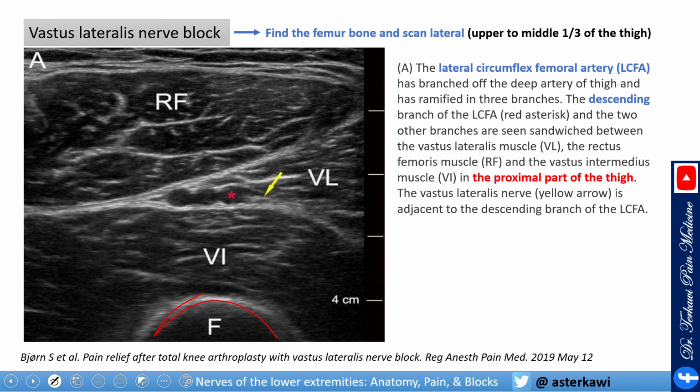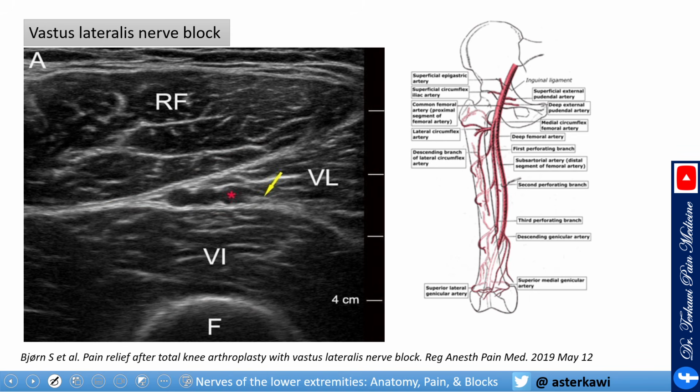What you need to localize is the descending branch of the lateral circumflex femoral artery. And sometimes it's two branches here. And then you will see the nerve to vastus lateralis running with that. So it's in the layer underneath the rectus femoris, above the vastus intermedius. If you remember, this is the lateral circumflex artery right there. It gives you three branches, right? The descending branch is the important landmark here, as you may remember from my first lecture.